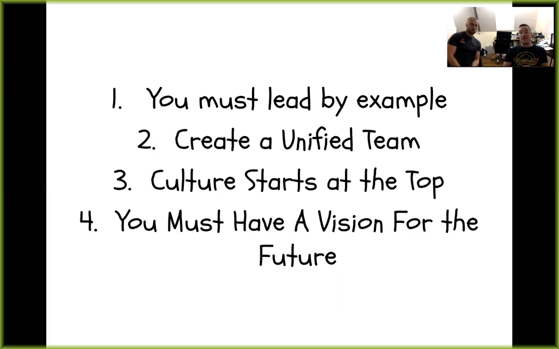And then you have to have a vision for the future. Goals are important, yes, but you can't sell people your goals. You have to sell them on your vision. You get a much bigger buy-in with the vision than you do with the goals.